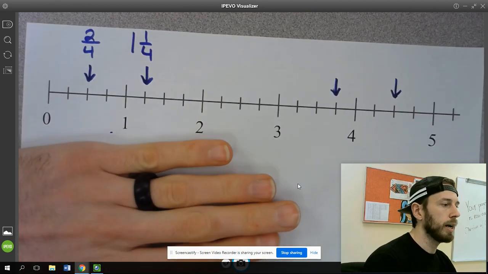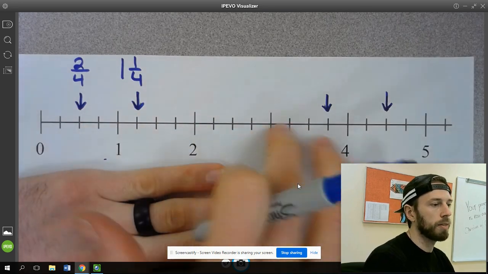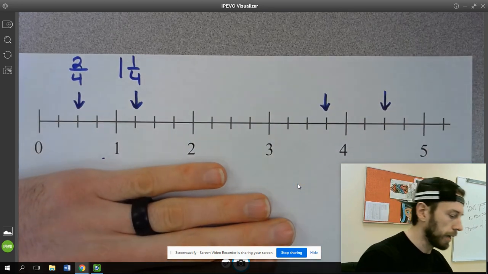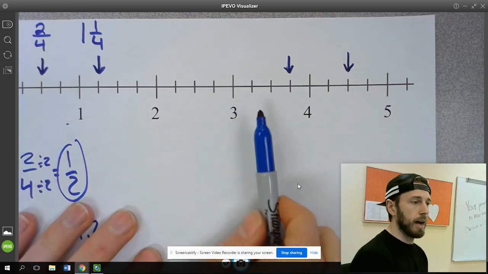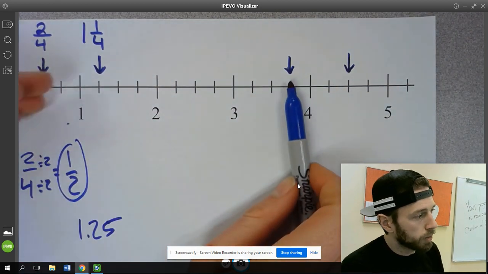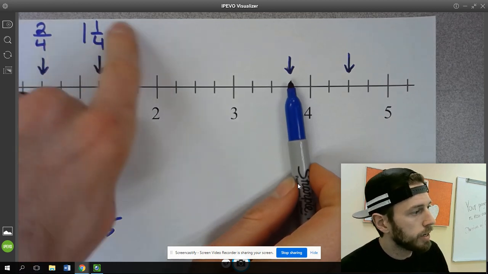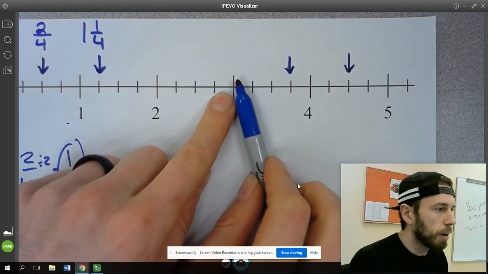But again, what we're really trying to determine is how to figure out what these lines are on a number line. What these spots are. Now we're going to travel on down a little bit further, and we can see that this line right here, if we keep going down, would be 1, 2, 3, and then a little bit more.